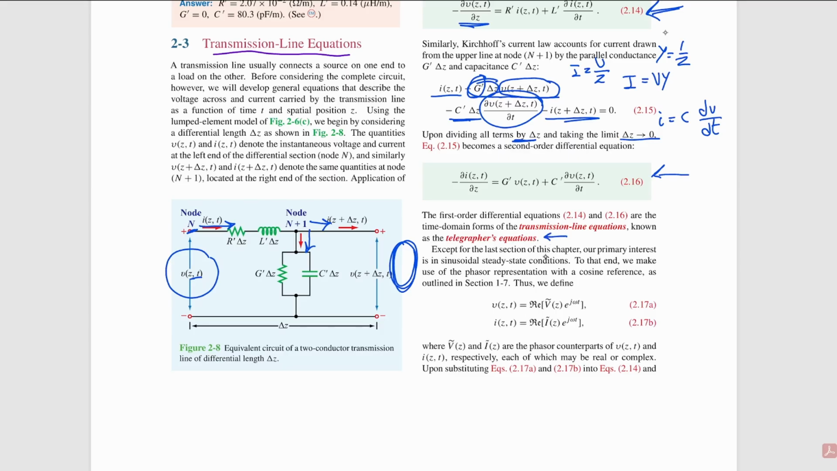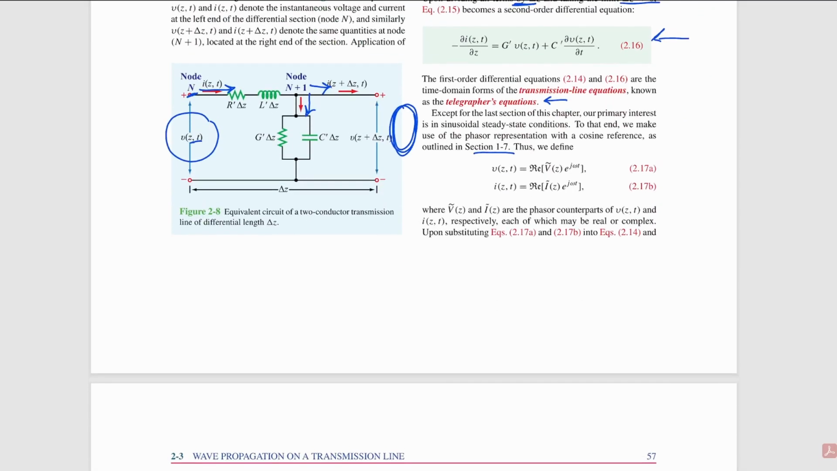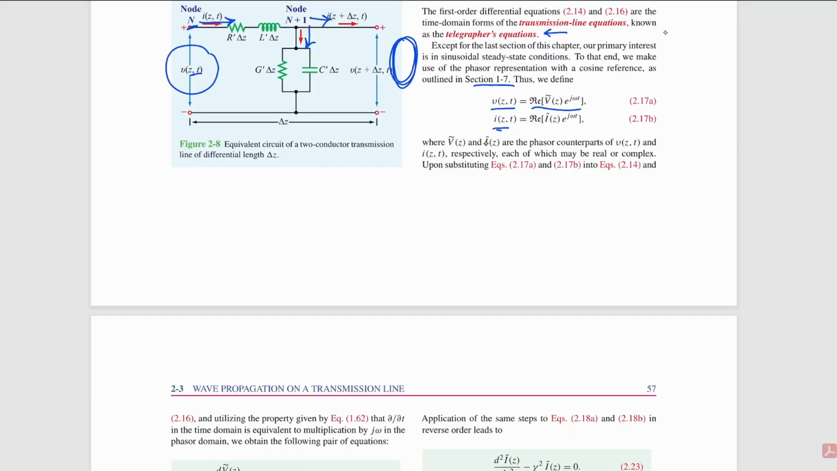Except for the last section of this chapter, our primary interest is in sinusoidal steady-state conditions. To that end, we make use of phasor representation with the cosine reference as outlined in section 1.7 in the previous chapter. So the voltage is the real part of the phasor voltage times e^(j omega t), and I is the same thing but for current, where these are the phasor counterparts of V and I respectively, each of which may be real or complex.